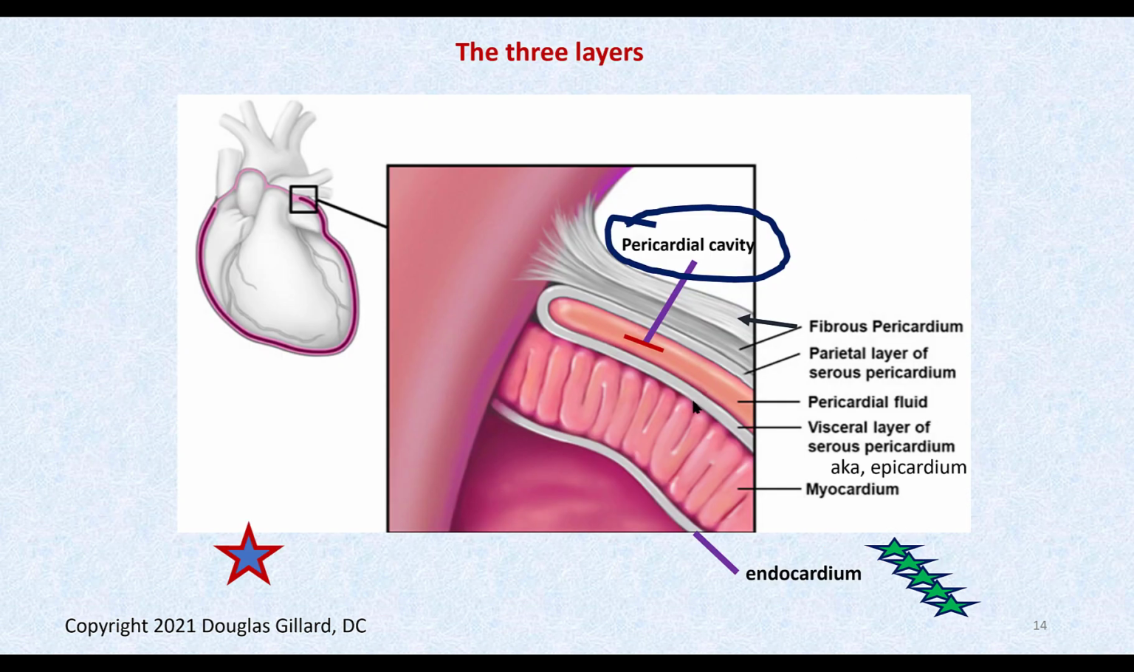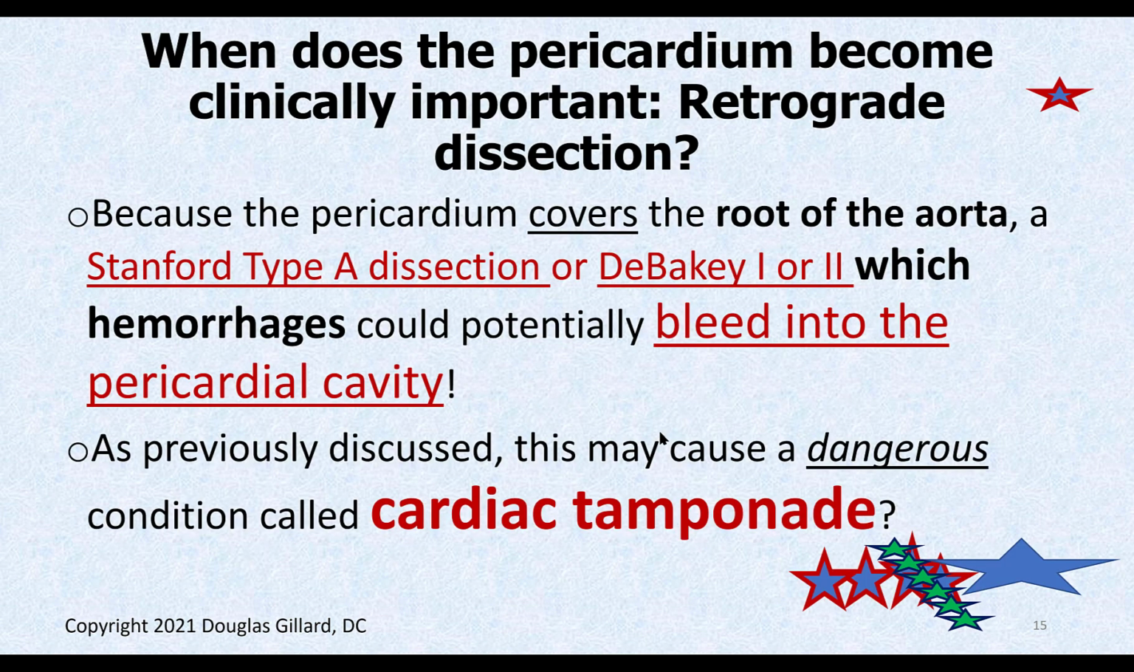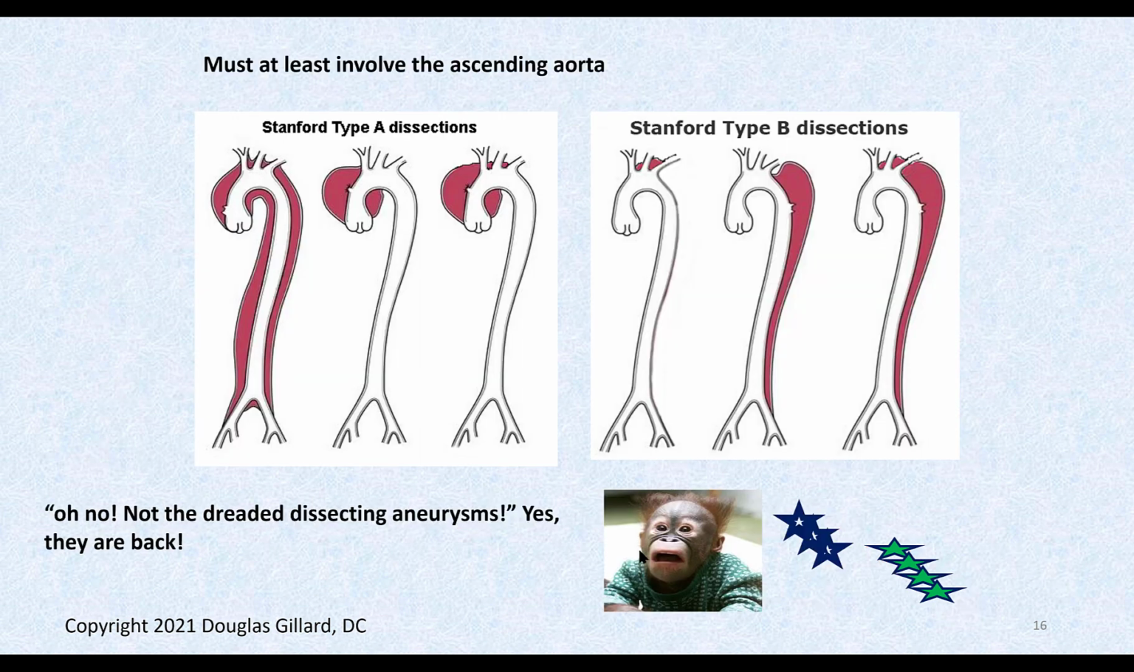to the point it starts pushing down on the myocardium and starts squeezing the heart. And that's called cardiac tamponade. Cardiac tamponade. And yes, they're back. Oh no, the dreaded dissecting aneurysms are back. Yep. So these are on the final too. So make sure you remember what a Stanford A, Stanford B is.